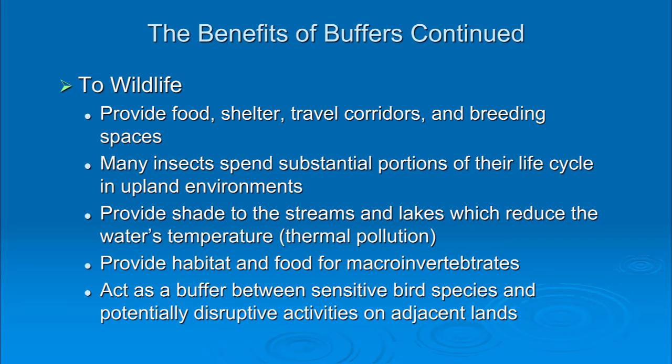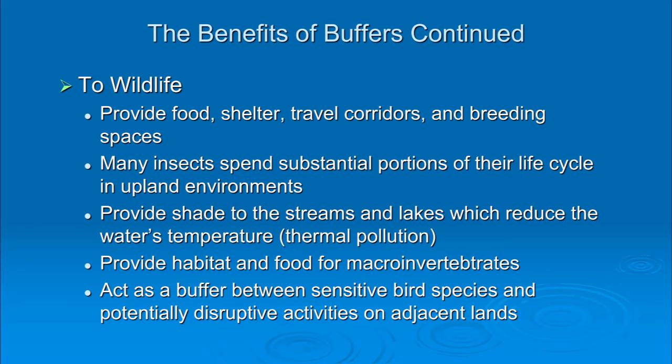Our insects spend a substantial portion of their life cycle in upland environments. They provide shade to the stream, which reduces thermal pollution. And they provide habitat and food for macroinvertebrates, and those are those leaf packs that we see in the spring that those macroinvertebrates live on and provide their food source. And then again, they act as a buffer between sensitive bird species and potentially disruptive activities on adjacent lands.